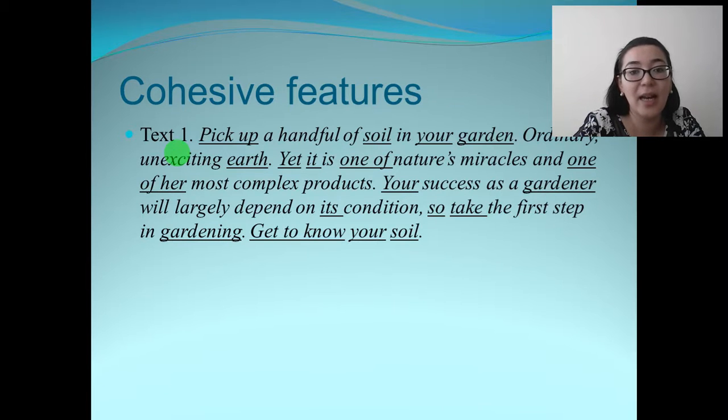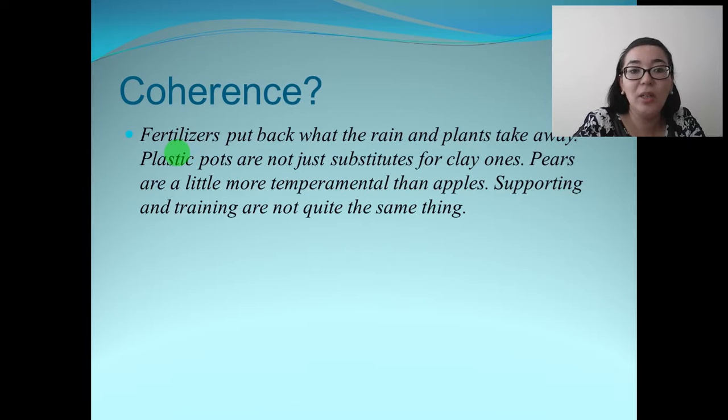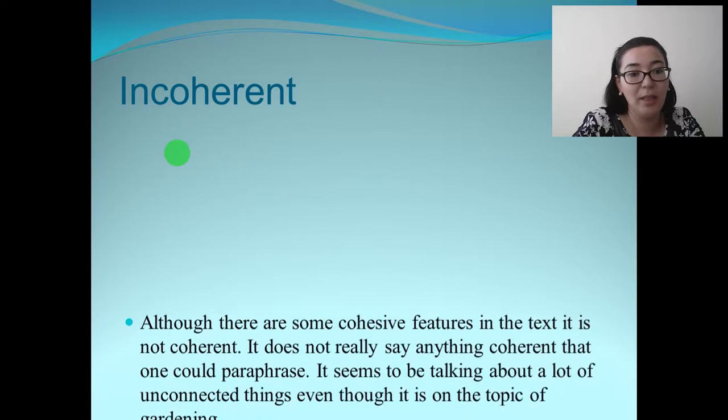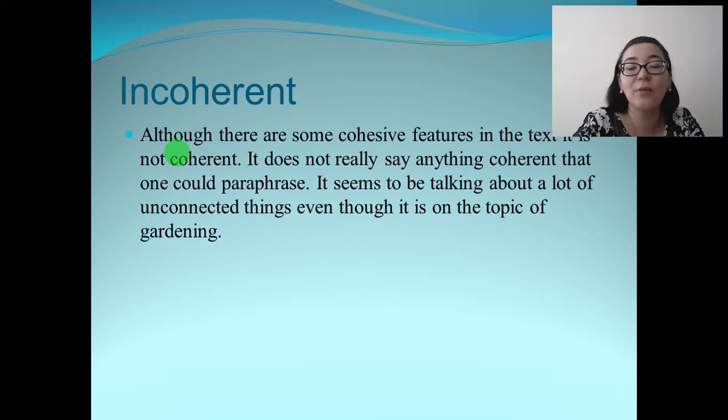Coherence: fertilizers put back what the rain and plants take away. Plastic pots are not just substitutes for clay ones. Pears are a little more temperamental than apples. Supporting and training are not quite the same thing. Incoherent: although there are some cohesive features in the text, it's not coherent.